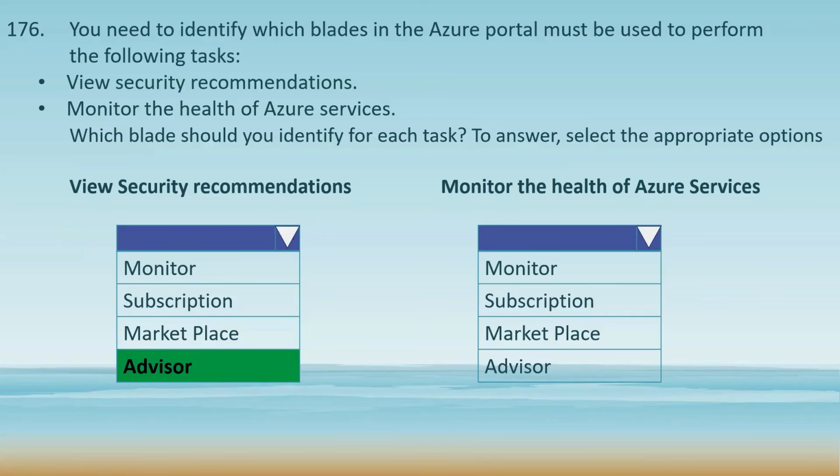The advisor blade provides insights and recommendations for various aspects of your Azure resources, including security recommendations. It's where you can view and access security related recommendations and guidance. Now to monitor the health of Azure resources, the blade that you will use is monitor. The monitor blade provides tools and insights for monitoring the health and performance of Azure services and resources. You can use Azure Monitor and related features to track the health and performance metrics of your Azure environment.